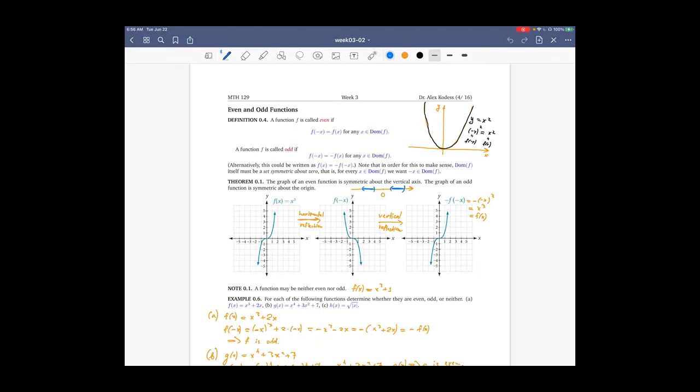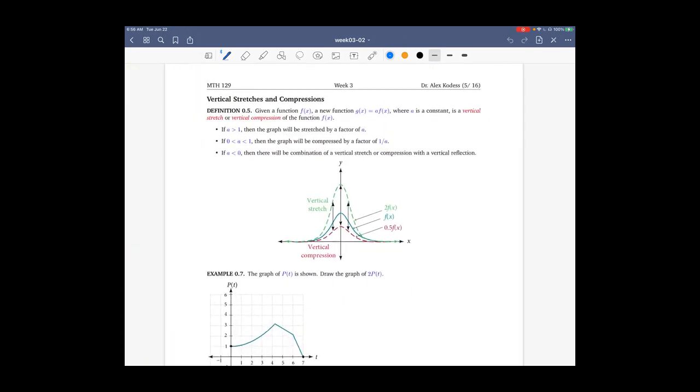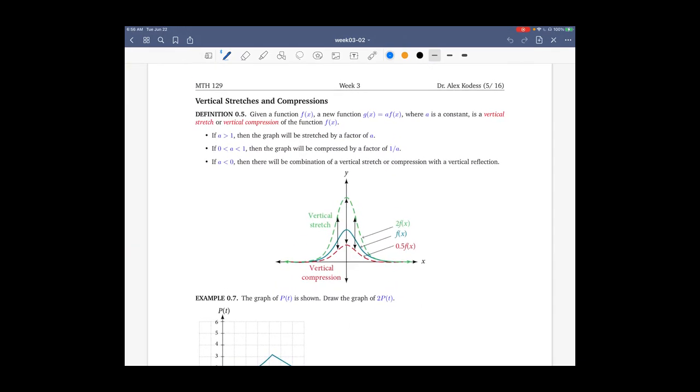We continue where we left. We have finished example 6, and the conversation now switches to vertical stretches and compressions. Let us define this concept.